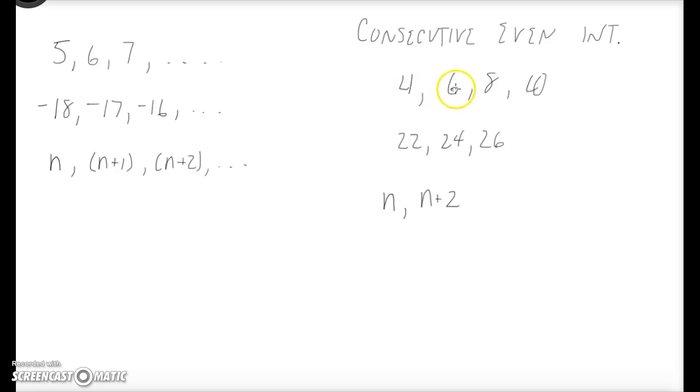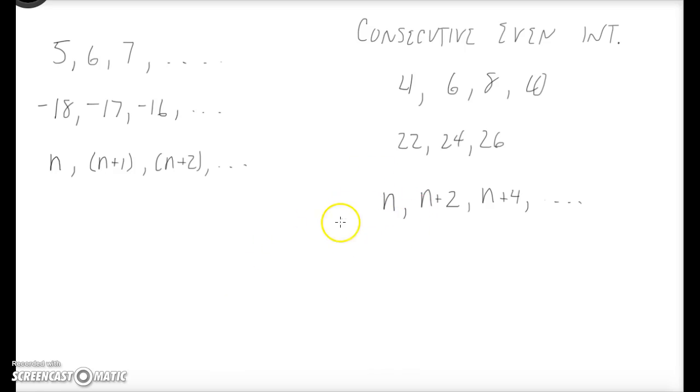Okay, to get to 6 from 4, we add 2. To get to 8 from 6, we add 2. So each step we're going to add 2. So now this one's going to be n plus 4. And we could keep going, n plus 6, n plus 8. So that's how we're going to represent consecutive even integers.